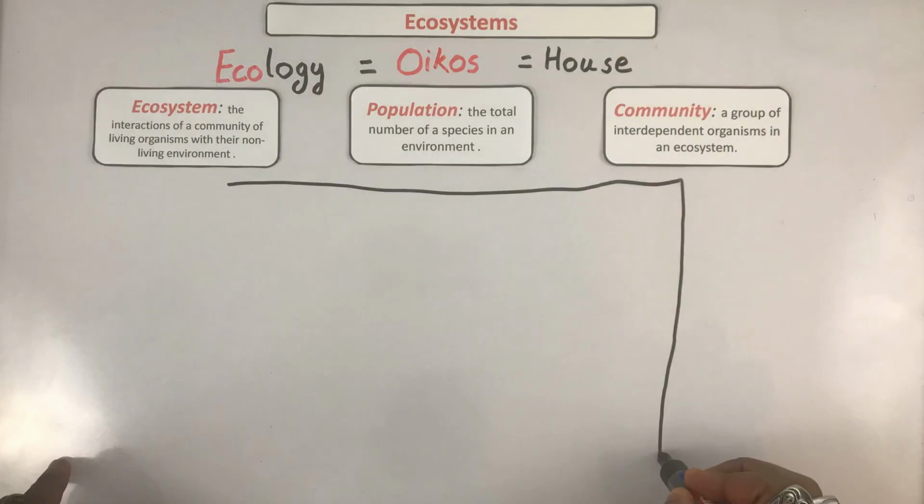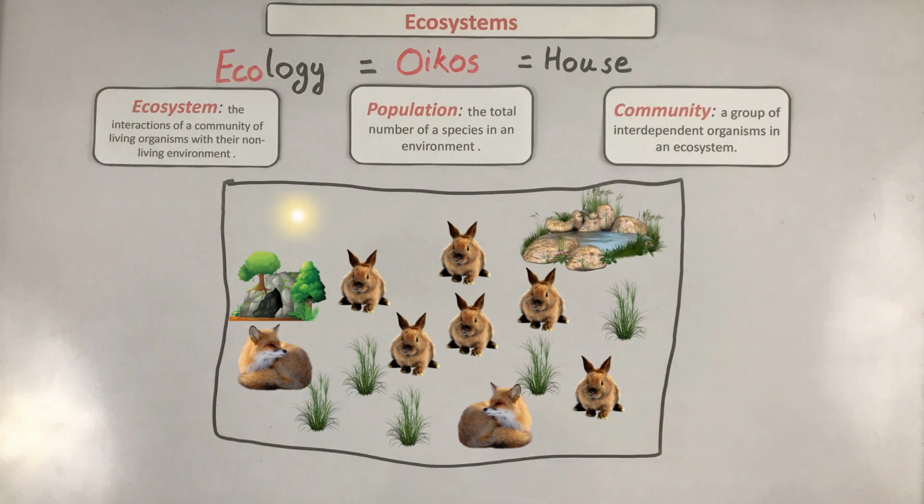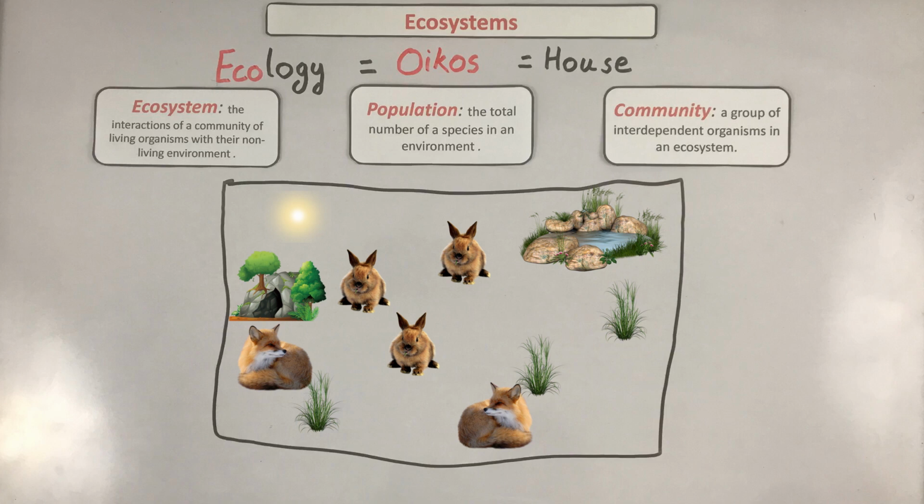Let's put all of this in perspective. The population of rabbits here is 6. The population of foxes is 2. The community here is the grass, the rabbit, and the fox. That is because the rabbit depends on the grass for food. The fox depends on the rabbit for food, but the fox also depends on the grass. That is because if something happens to reduce the amount of grass, the rabbits won't have enough to eat, so their population goes down. This then decreases the population of foxes because they don't have enough food to eat.